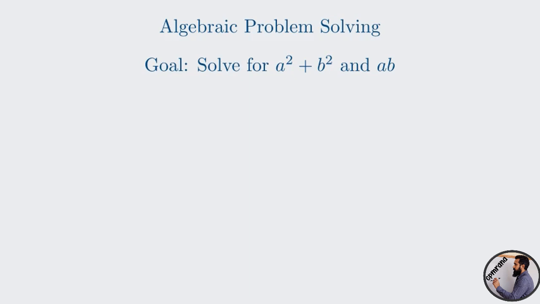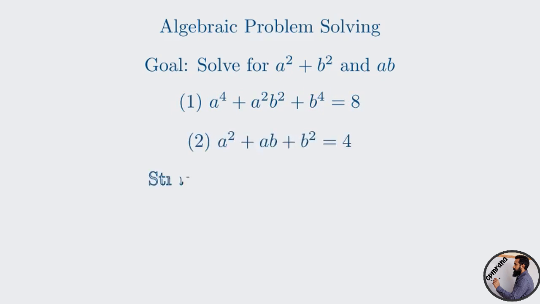We are given two equations. The first involves terms to the fourth power, and the second is a quadratic form. Our task is to find the values of a squared plus b squared and the product a times b. To do this, we need to find a third relationship between these variables by factoring the first equation.